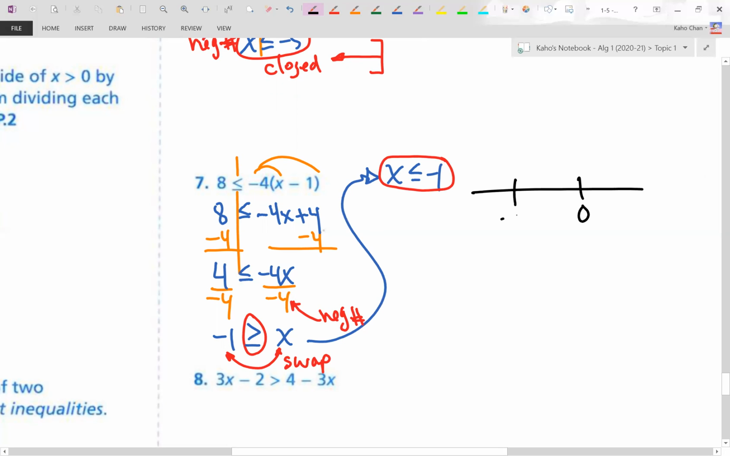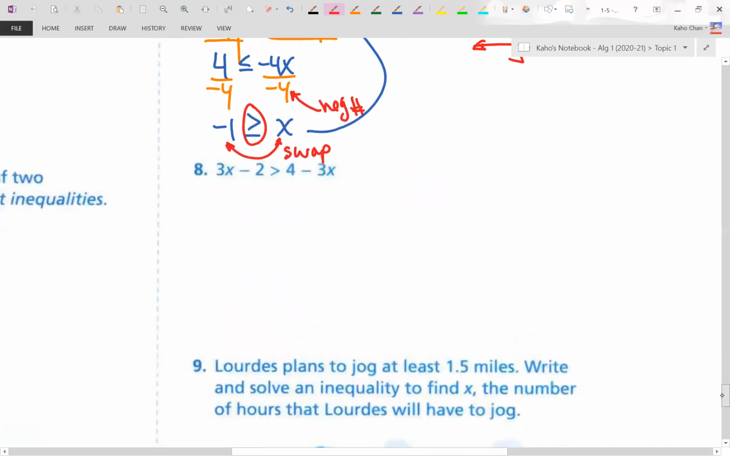Let's graph it. There's my 0. There's my negative 1. Close circle. Shade to the left. Okay? It's a bracket as well. That means the same thing. Let's go on to number 8.